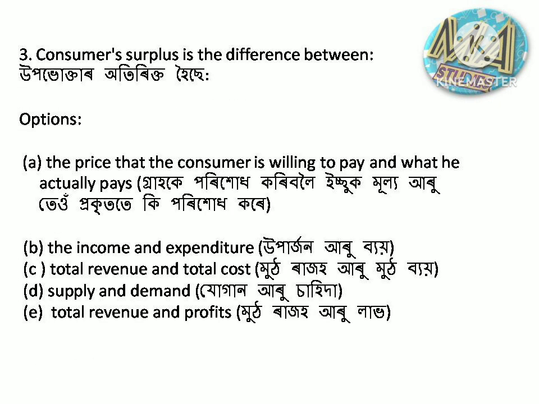3. Consumer's surplus is the difference between. Options: A. the price that the consumer is willing to pay and what he actually pays, B. the income and expenditure, C. total revenue and total cost, D. supply and demand, E. total revenue and.